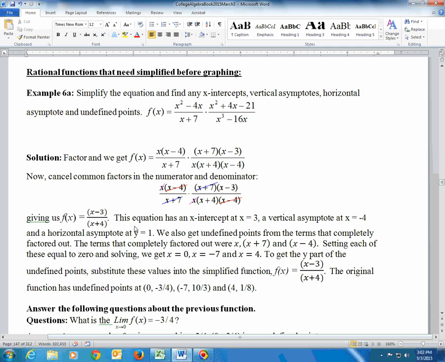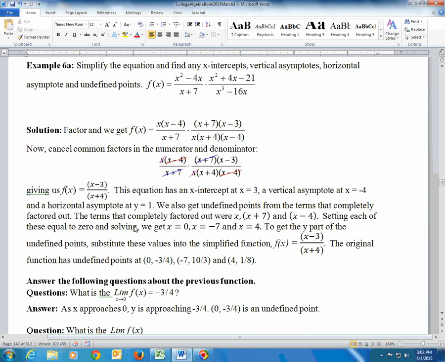Now, every place that got canceled out, as long as it doesn't remain, it's an undefined point. So the x minus 4 got completely canceled out. What makes that 0? 4. So 4 is an x part of an undefined point. X plus 7 got canceled out. What makes that equal 0? Negative 7. So that's another x part that is an undefined point. And then what makes x equal 0? 0. So just set x equals 0, you get x equals 0. So these are the three x values of the undefined points.